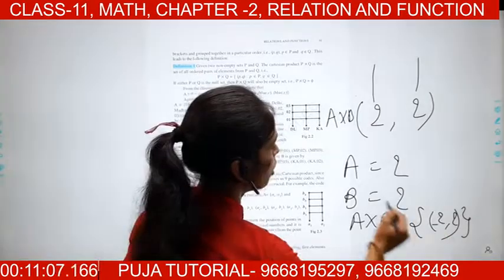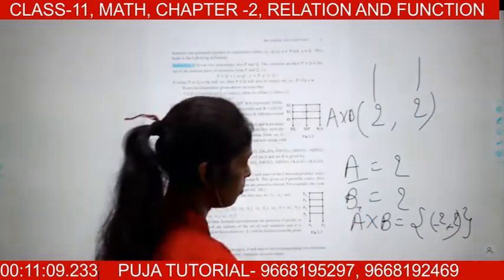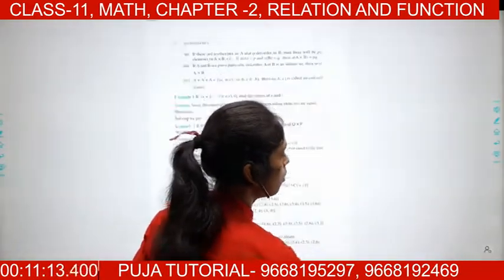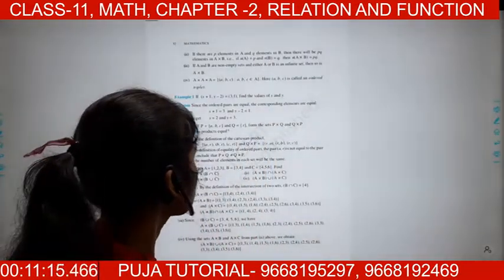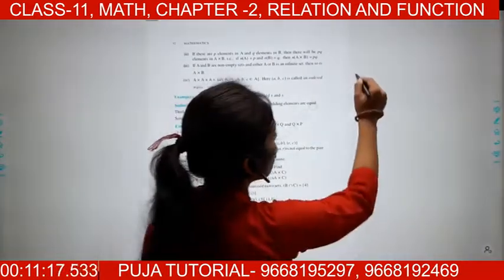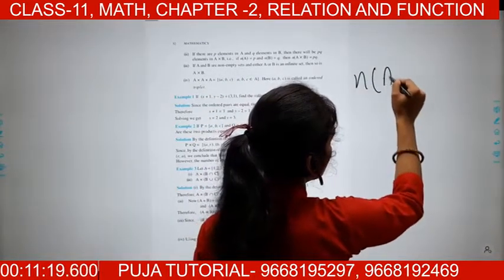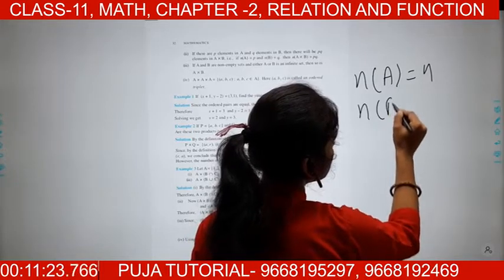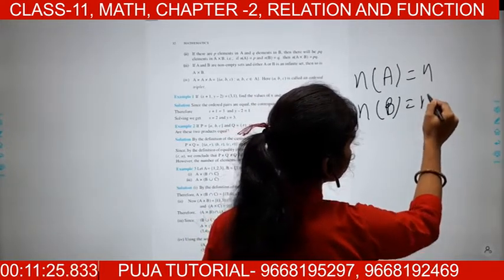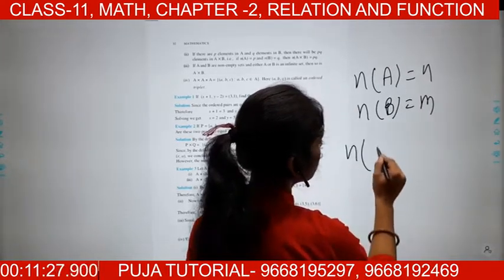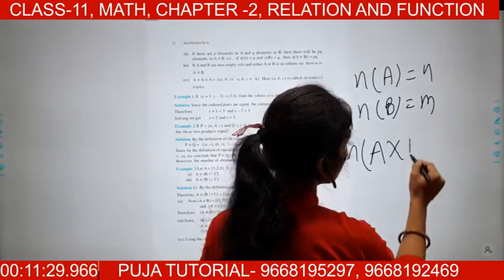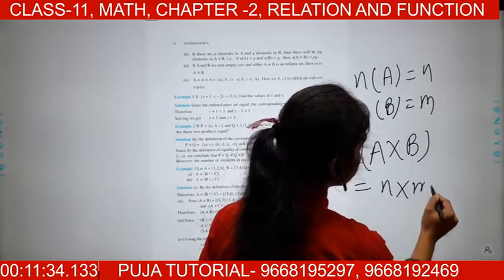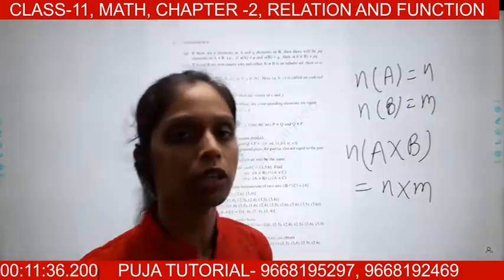Here 2 belongs to A and 2 belongs to B. Okay. Now, next one: if the number of elements in A is equal to m and the number of elements in B is equal to n, then the number of elements in the Cartesian product A cross B will be m cross n. It is a very important concept.